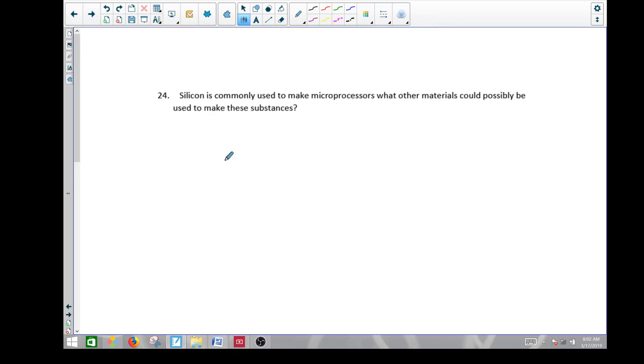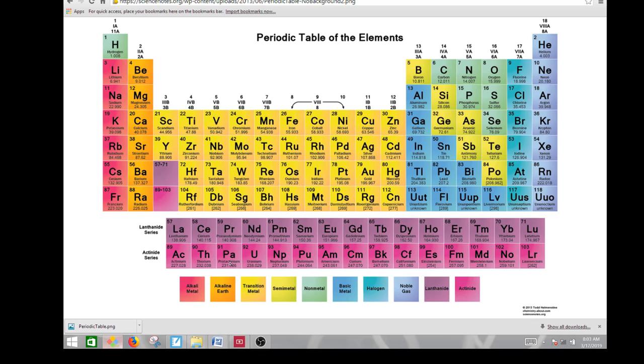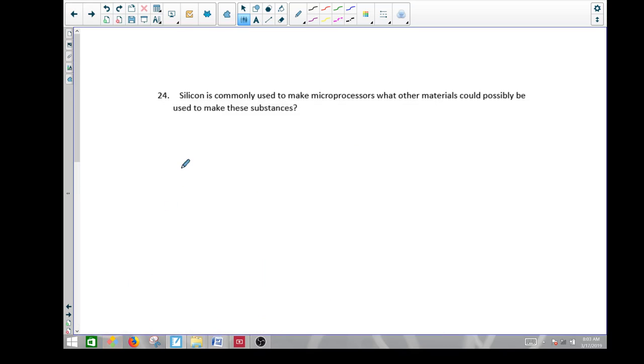Silicon is commonly used to make microprocessors. What other materials could possibly be used to make these substances? All right, so let's go to our table. Silicon, carbon, and germanium are chemicals that could be used also to make microprocessors. Maybe carbon, silicon, germanium.